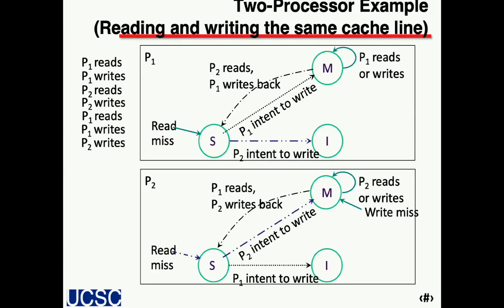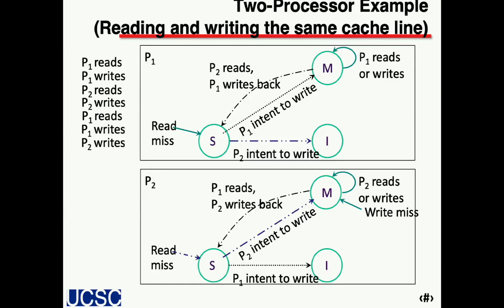And so, yes, in the MSI protocol, which is basically the simplest thing you can imagine, you can read in M or S. You can only write in M. Only one processor can be in M for a given cache line at a time. Many processors can be in the S state at a given time. So this is the MSI protocol.